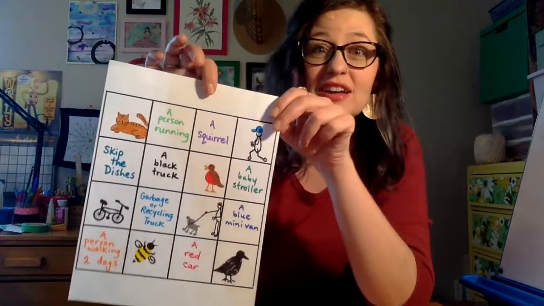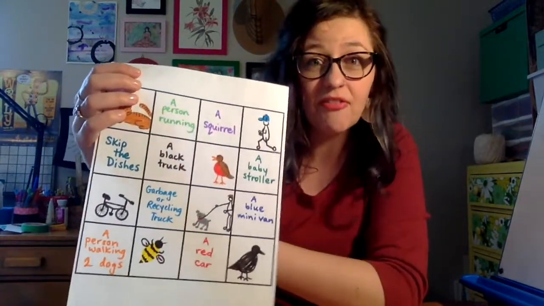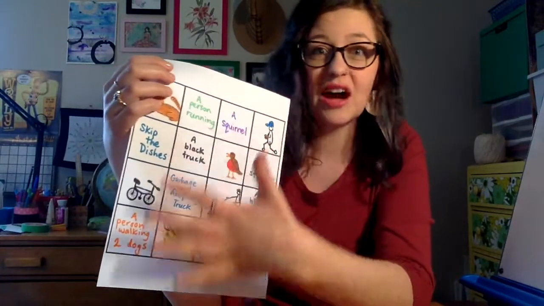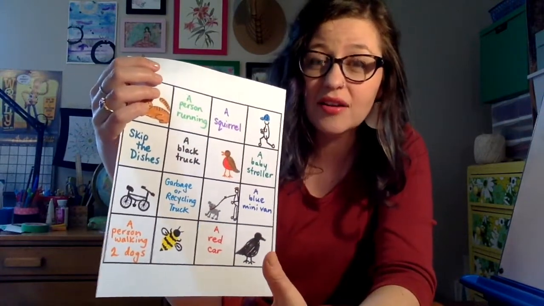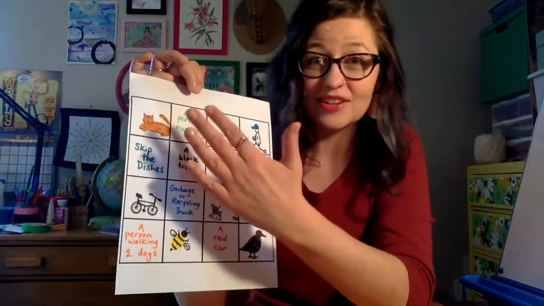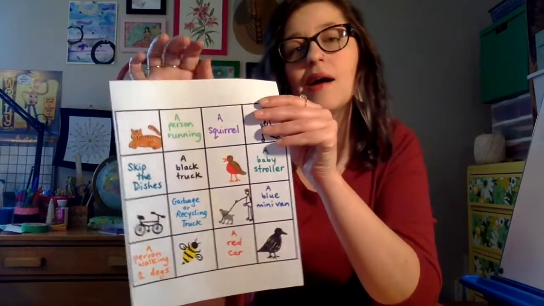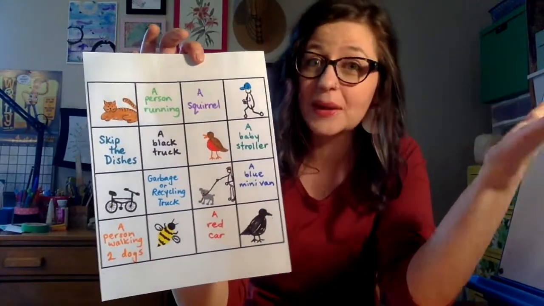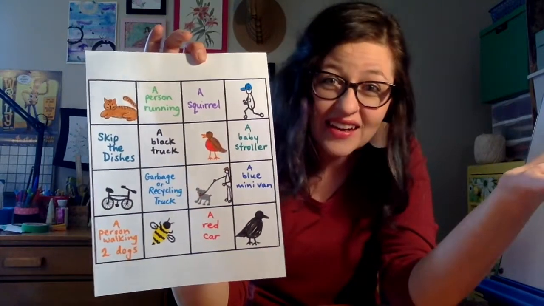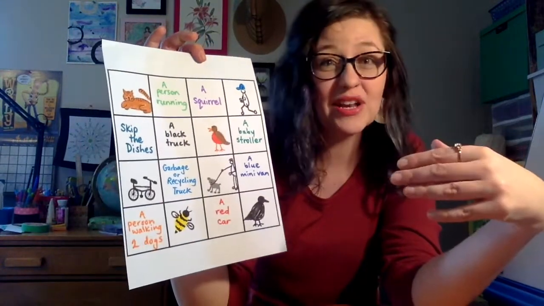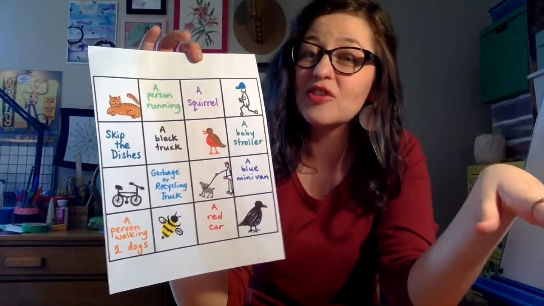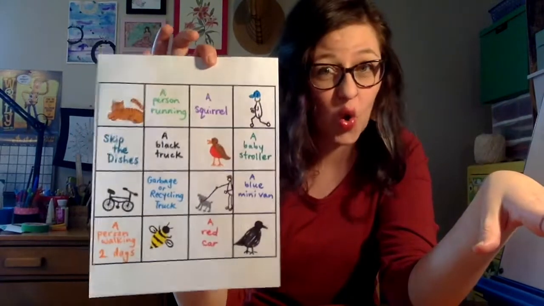Now you could play this by yourself and you could just see if you could cover up your whole entire card, or you could see if you could get a straight line, or if you want, you could even compete with your family. So if you're going to do that, the other people in your family who want to play would have to make their own cards.